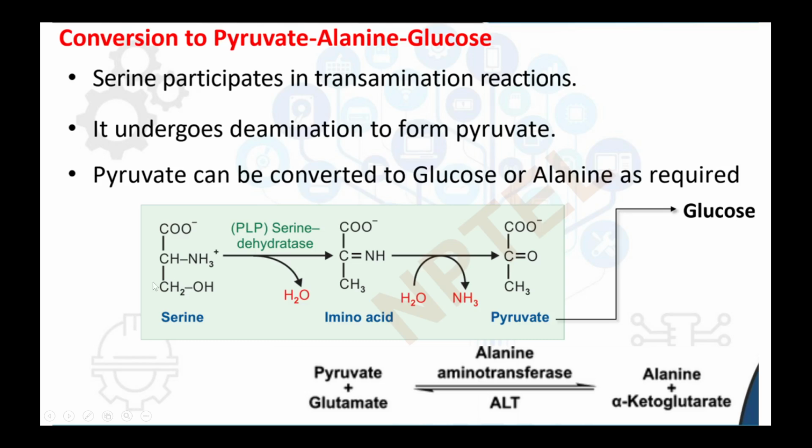So if you remember, glycine can also get converted into serine by the same enzyme we had studied, serine hydroxymethyl transferase. So glycine also enters the glucogenic pathway by getting converted into pyruvate. First, glycine gets converted into serine, and then serine gets converted into pyruvate and enters the gluconeogenesis pathway.